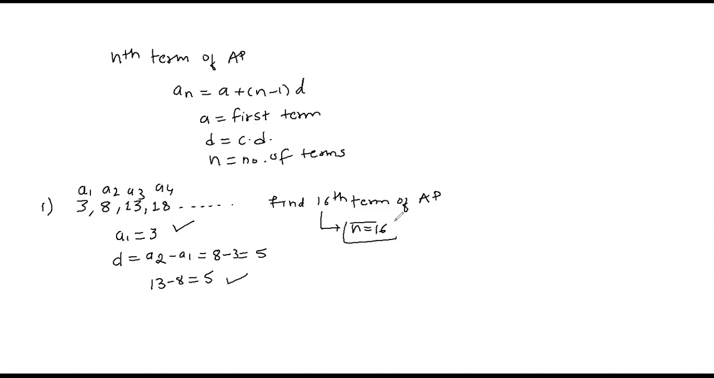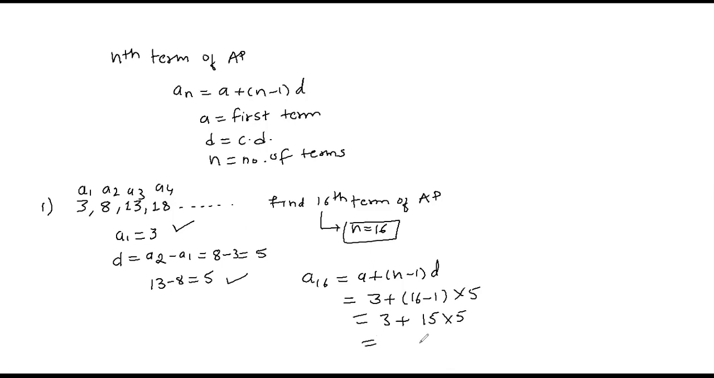Now we have got all the values, a, d, and n. So we will find the value of a16. a16 will be equal to a plus n minus 1 into d. We'll just put in the values of a, n, and d. So a is 3, plus n, that's 16, minus 1, into d. d is 5. So 3 plus 16 minus 1 is 15, into 5. 15 fives are 75, and the final answer is 78. So it means that the 16th term of the AP is 78.